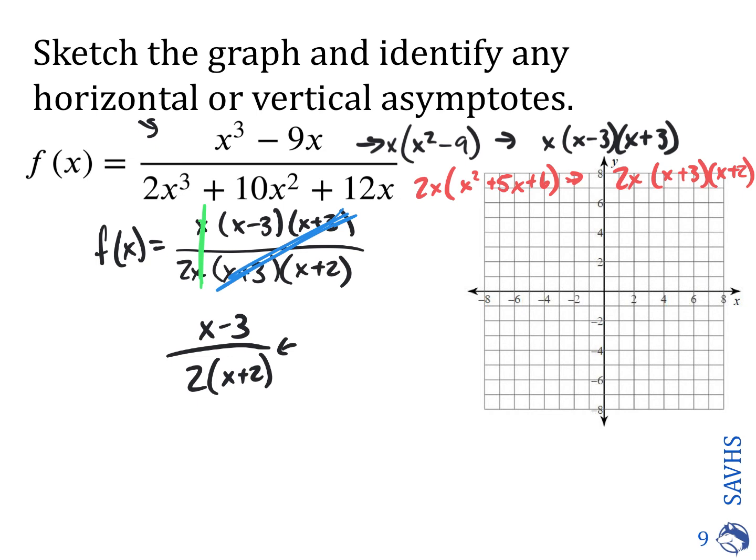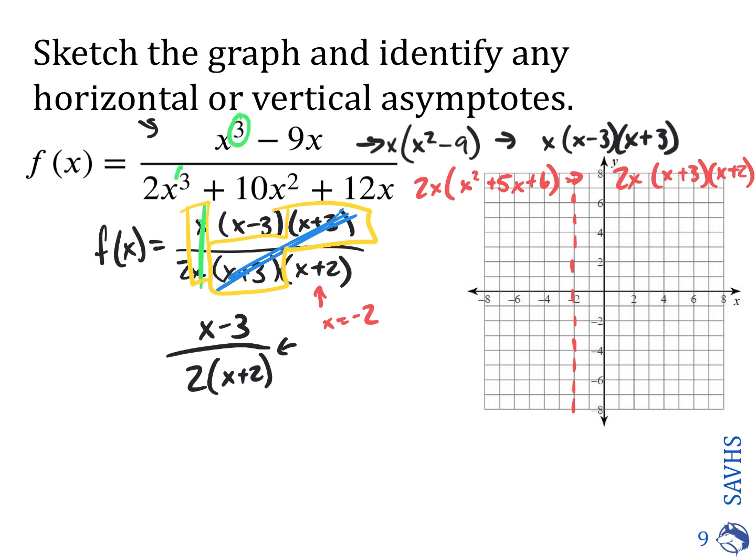Anyway, where do I have removable discontinuities? The removable discontinuities are the ones that I divided out and got rid of, this one and this one. And so I have holes there, but I'm going to deal with that later. The one that I have an asymptote at is x equals -2. So I'm going to draw a dotted line there to represent that. And then I have a horizontal asymptote.